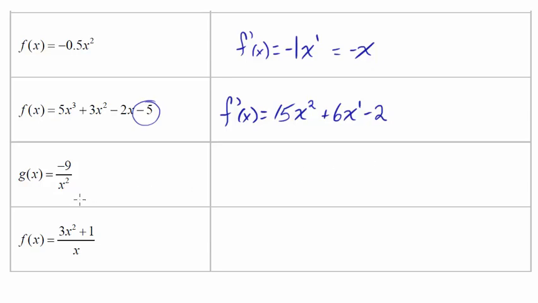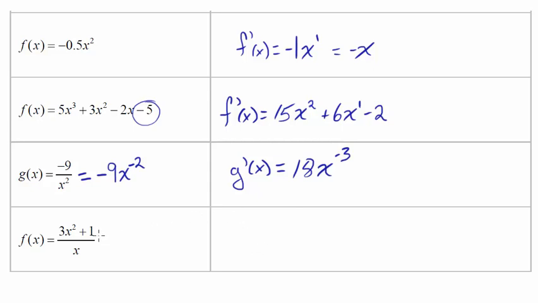All right, now this is another one of my quotient problems that I'm going to have to rewrite. So this is just my algebra step. I'm going to rewrite this as negative 9 x to the negative 2. Now I'm going to take the derivative of that, g prime of x. I've got a negative 9 that tags along. I bring down my negative 2. So negative 9 times negative 2 gives me positive 18 x. And now I'm going to reduce that power by 1. It was negative 2, so now it's negative 3.